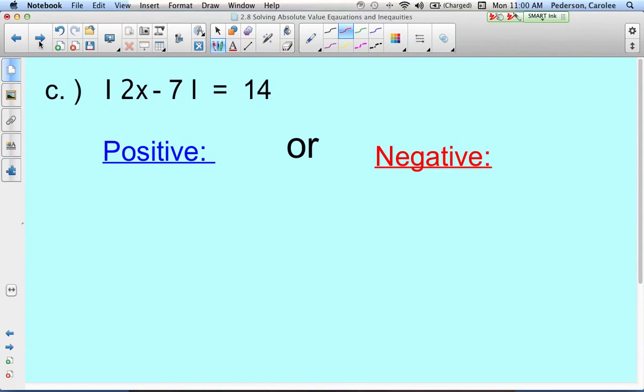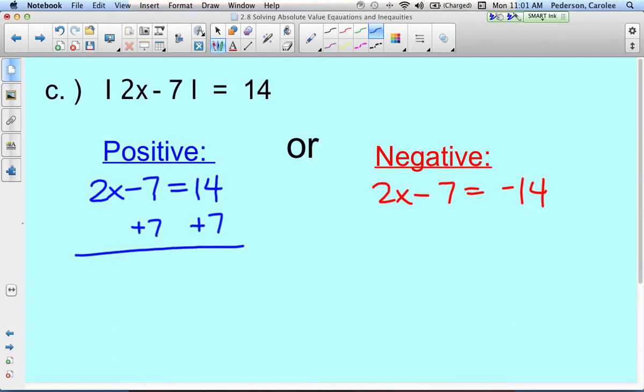This next example, we have two solutions again, one positive and one negative. So we have 2x minus 7 equaling 14, and 2x minus 7 equaling -14. Now let's solve these for x. So we'll add 7 to both sides. So we get 2x equals 21. Divide both sides by 2. You get x to be 10.5.